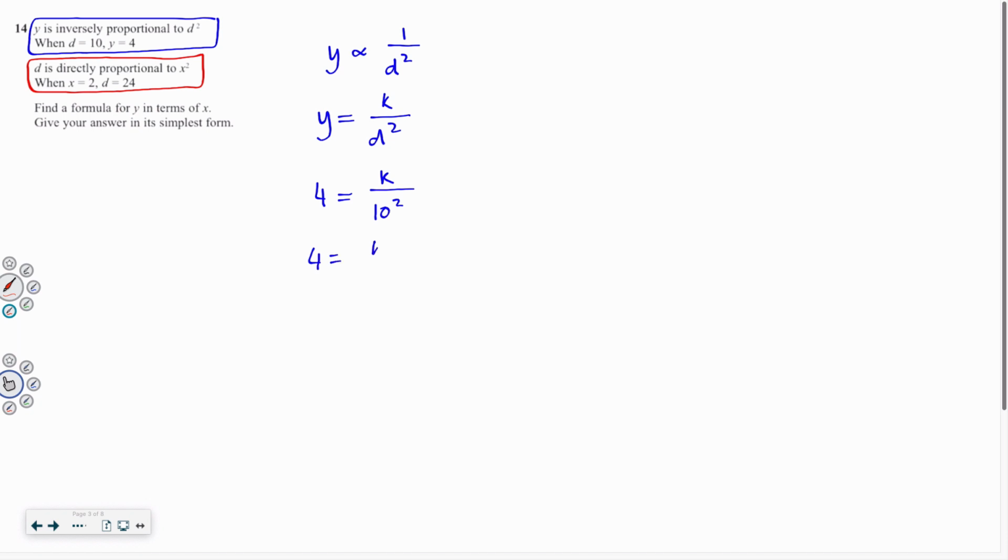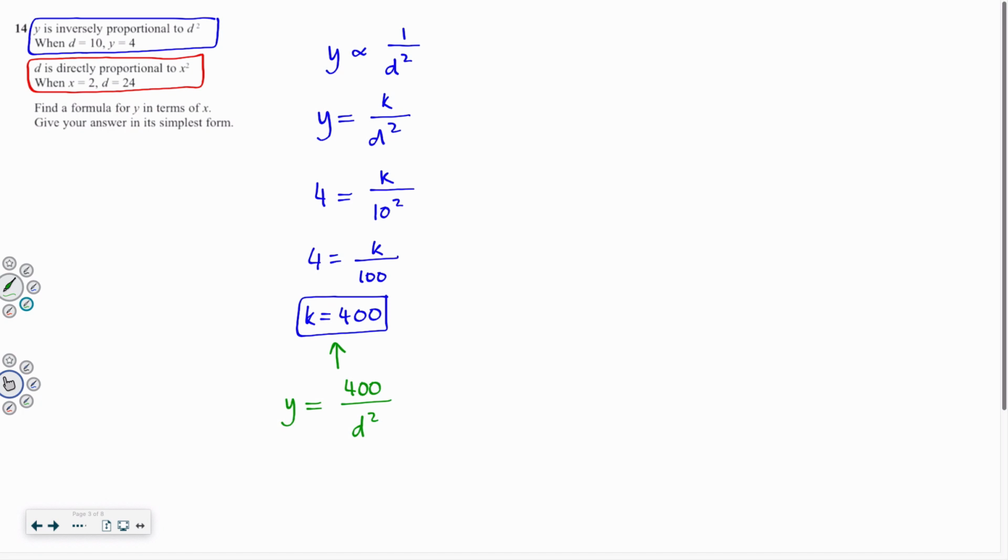So that's 4 equals k over 100. So timesing both sides by 100, k must equal 400. So now what we can do, using this information, is put that back into our original formula here. So we can say y is equal to 400 divided by d squared. And we can't do anything else with that for the minute.